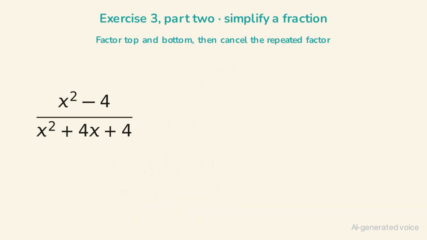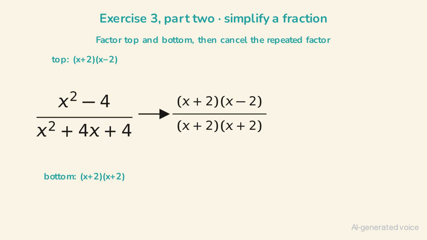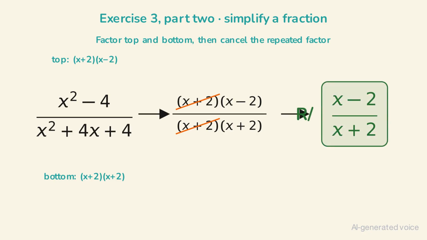And now an algebraic fraction to simplify it. We have (x squared minus 4) over (x squared plus 4x plus 4). The trick is to factor top and bottom. On top, x squared minus 4 is (x plus 2) times (x minus 2). And on the bottom, that trinomial is a perfect square, (x plus 2) times (x plus 2). We rewrite the fraction already factored. And here's the nice part, the factor x plus 2 is on top and bottom, so it cancels. We're left with (x minus 2) over (x plus 2).